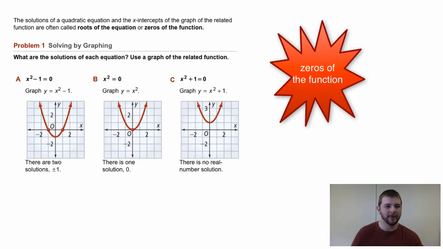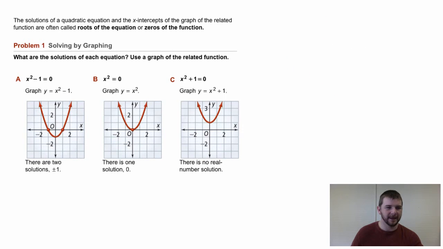Example problem 1. Solving by graphing. What are the solutions of each equation? Use a graph of the related function. Well, our equation x squared minus 1 equals 0 can be graphed using the related function where y replaces 0, and we have the equation y equals x squared minus 1. Considering that graphed parabola, we find two x-intercepts, those being positive 1 and negative 1. So two solutions to this quadratic equation, negative 1 and positive 1.